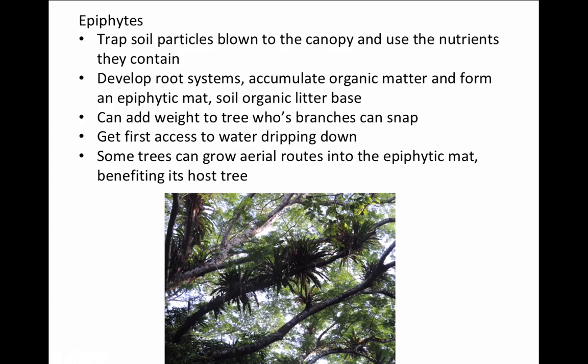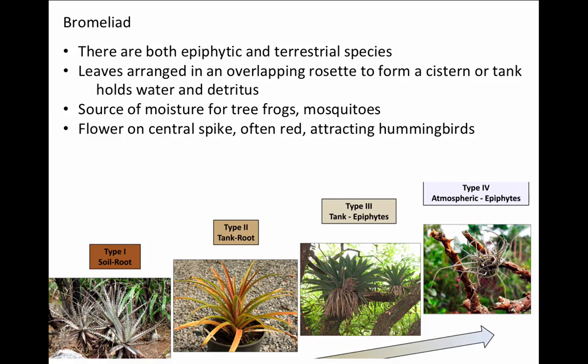Now, it can add weight to the tree. And if there's enough of them, and you saw the wind earlier, it can cause branches to snap. But in general, they're not considered to be causing much harm to the tree. They do get first access at water that's dripping down. But there have been incidences showing where trees create aerial roots into the epiphytic mats, and so they actually are gaining nutrients from the epiphytes that they're holding.